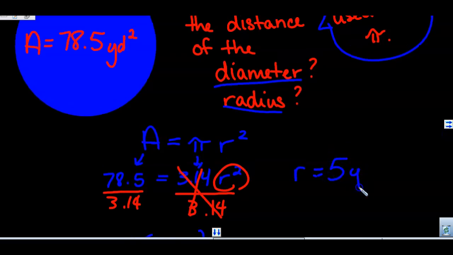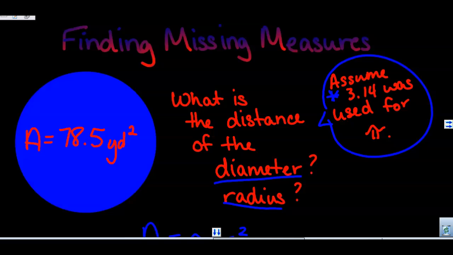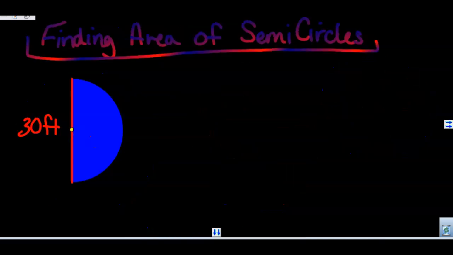And what was our label again? 5 yards. Now that we know r, we can find the ultimate goal of diameter. Times it by 2, and we get the diameter is equal to 10 yards. So that's finding missing measures. We could also find areas of composite figures and semicircles even, using this knowledge.